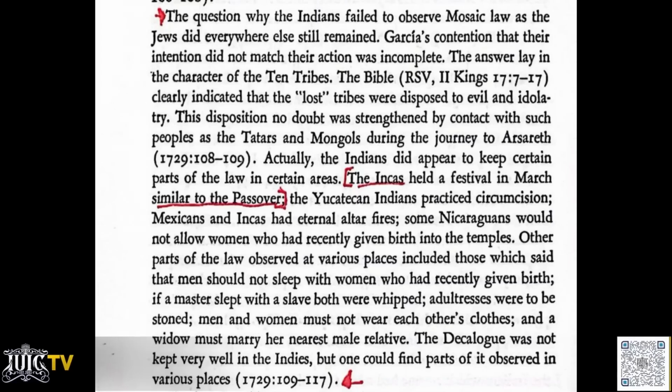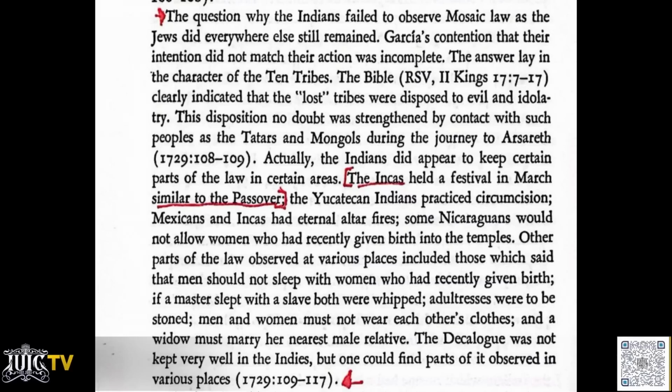Now, it says RSV, but it's supposed to be KJV. Right. Even still, 2 Kings 17 is the correct scripture. But go ahead. This disposition, no doubt, was strengthened by contact with such people as the Tatars and Mongols during the journey to Osiris.